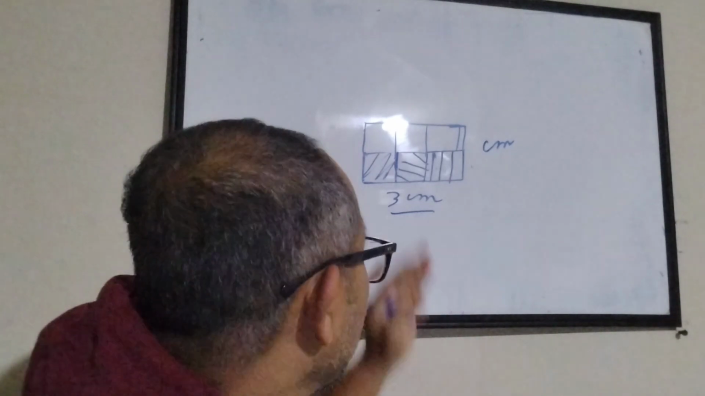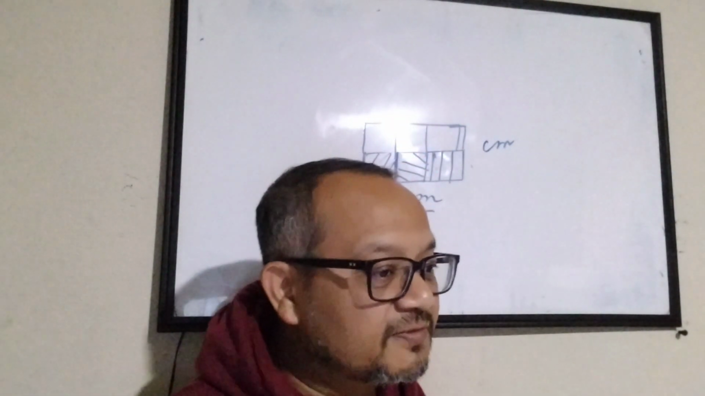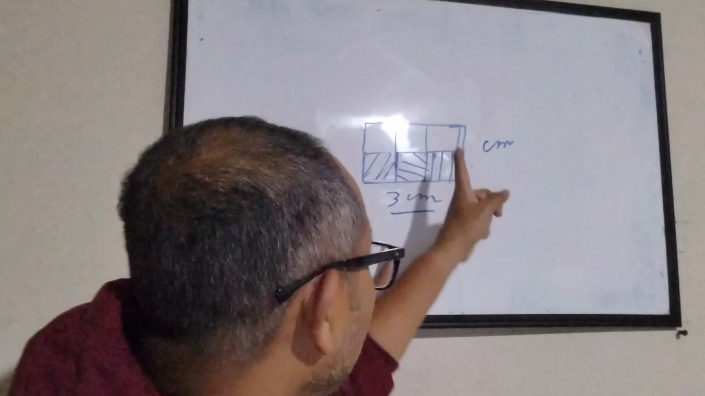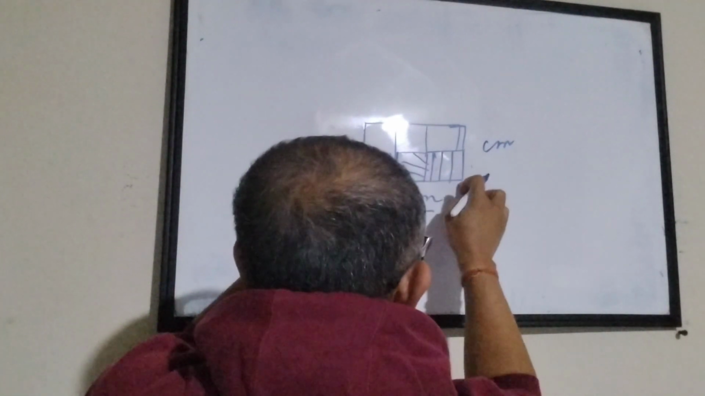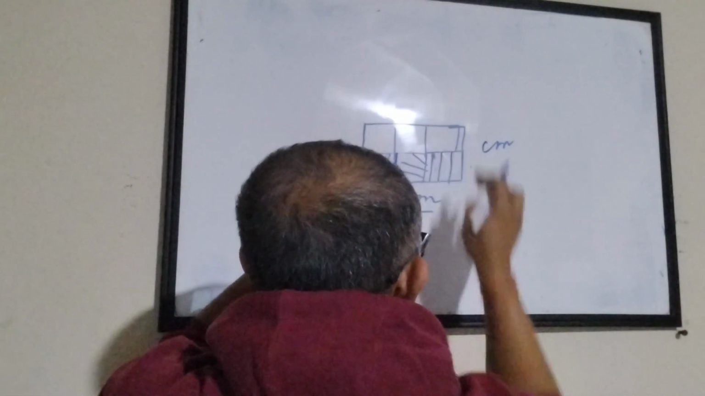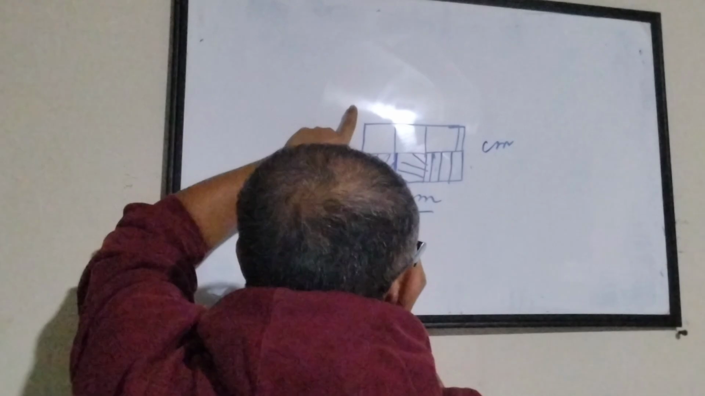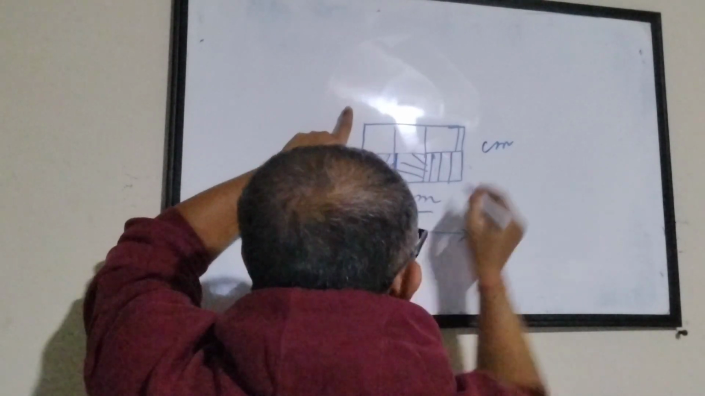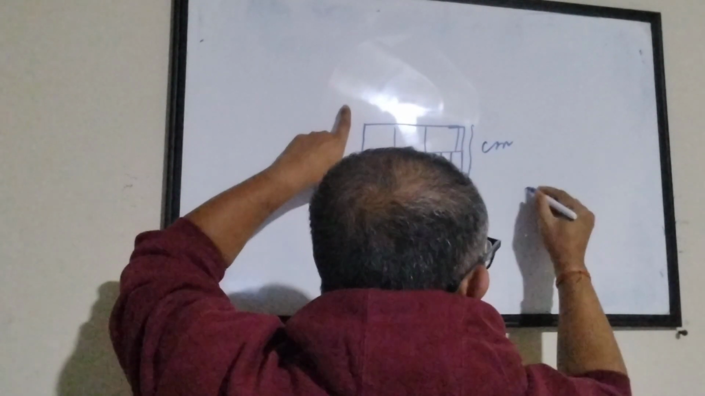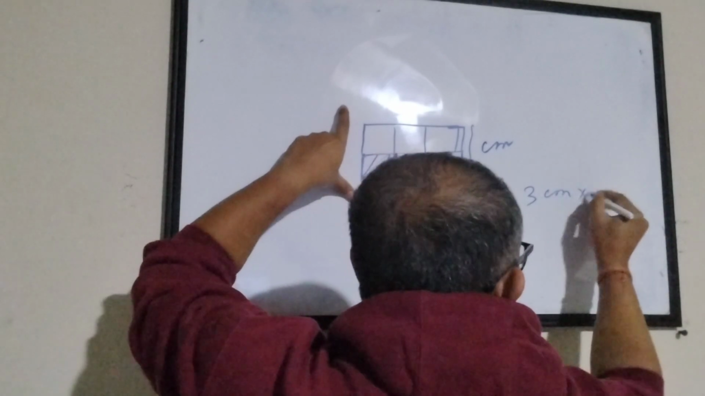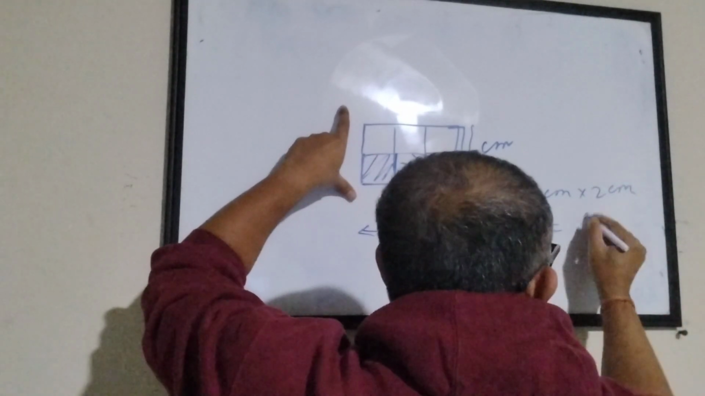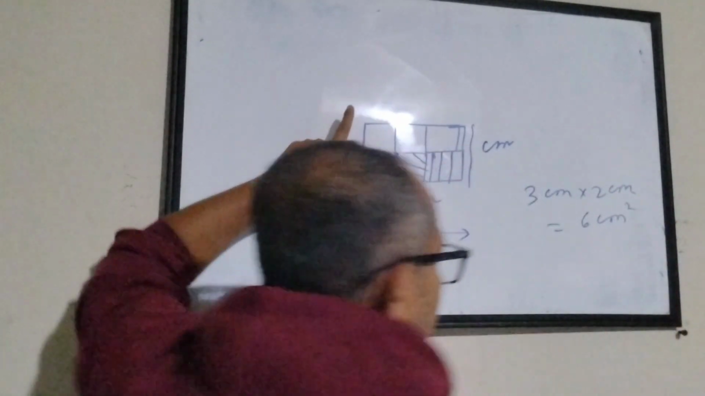So that is what becomes your basis for the area of a rectangle. Now what do you see? 3 centimeter squares here, 3 centimeter squares here. Meaning this rectangle has 3 centimeter in length and 2 centimeter in width. You multiplied this 3 centimeter into 2 centimeter. That is how you got 6 centimeter squares.